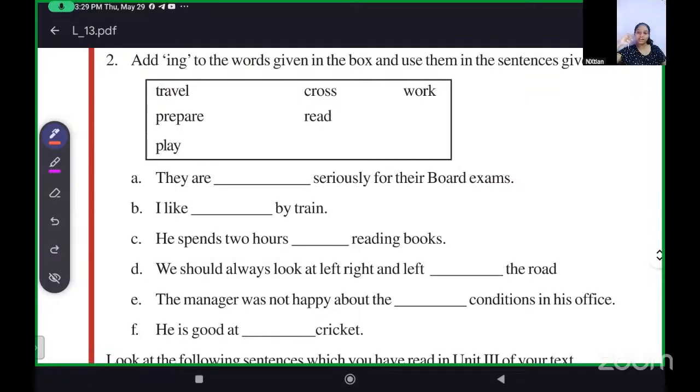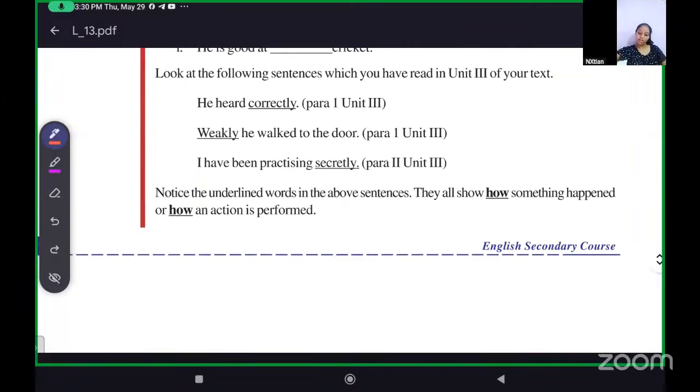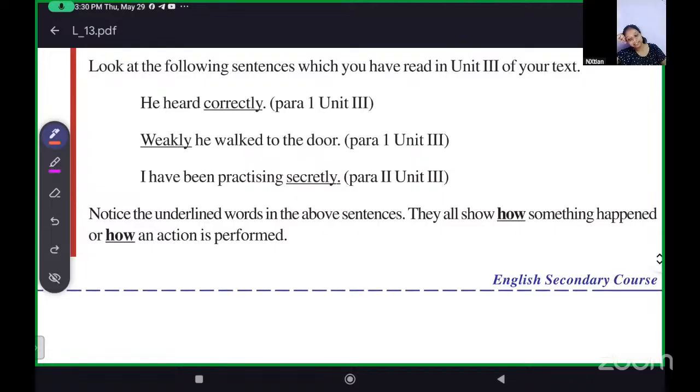I like dash by train. Traveling. Traffic. Edric. Third one. Ma'am, reading. Reading. That is there. Megan. Fourth one, crossing. Cross. Yes. Edric. Ma'am, working. Working. Yes, good. And Megan last. Playing. Play. Good.